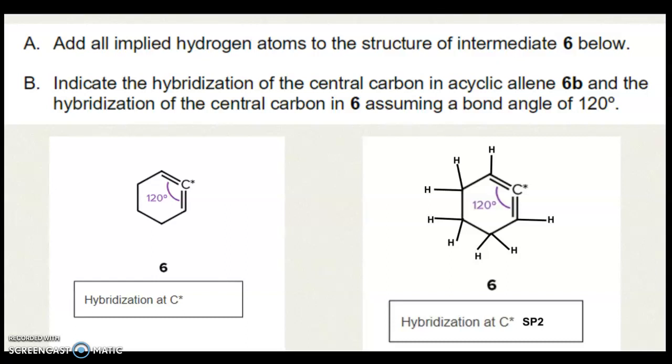However, we know that the bond angle is going to be 120 degrees, and so we know that it can't be sp hybridized because sp hybridized carbons have a bond angle of 180 degrees. So that 120 gives us a clue that the hybridization is going to be sp2 hybridized, and more specifically, it's going to be a trigonal planar carbon.